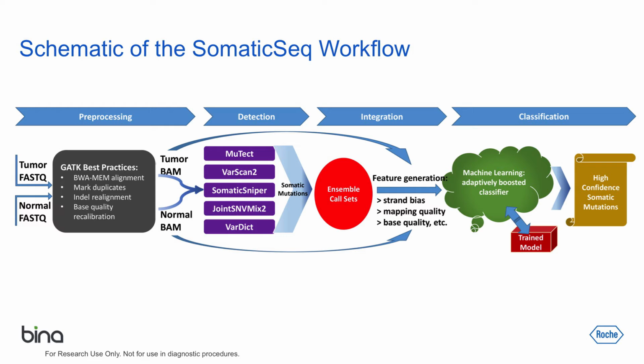Each of the callers has a unique algorithm to detect somatic mutations. Some tools are better at detecting rare mutations. Others are better at detecting mutations that have a changing signal between the contaminated normal and the tumor. We combine those 5 call sets into an ensemble. And for each of those somatic mutation calls, we generate features based on their strand bias, mapping quality, base quality, etc. We use machine learning algorithms to distinguish true positives from false positives based on those features.